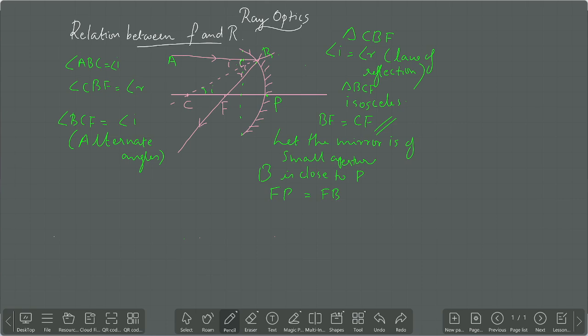If FP is equal to FB, another thing, we already got BF equal to CF, right? BF is equal to CF. Then FP is equal to FB. Then what was next? One more thing, one second.